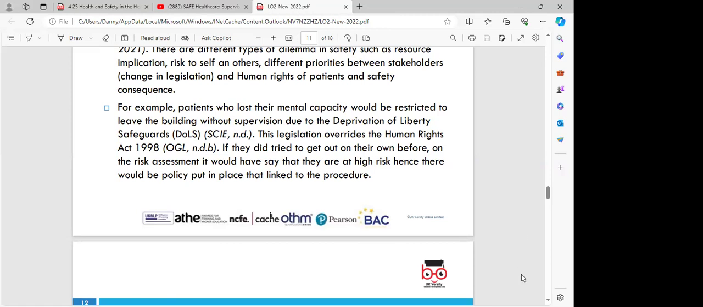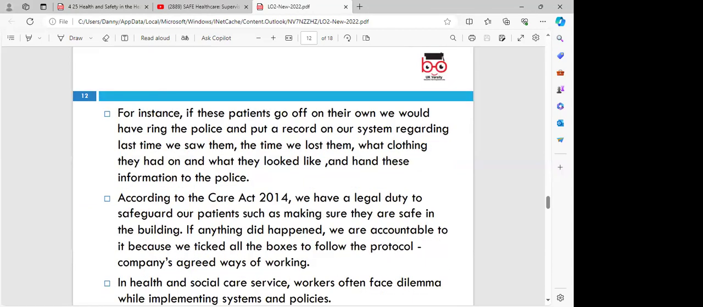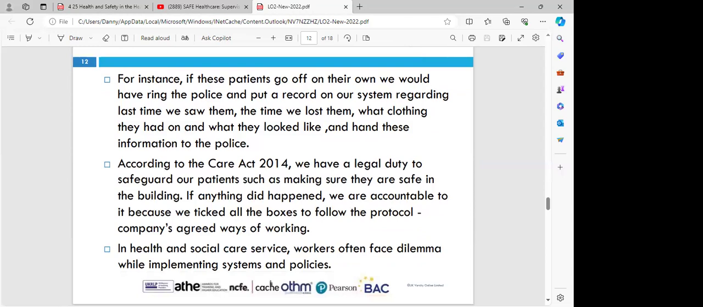So there should always be a policy in place to deal with the hazards that have been identified. If patients go off on their own, we could ring the police and put a record on the system. What it means is that there are some patients who, in the risk assessment, may be able to do things on their own.